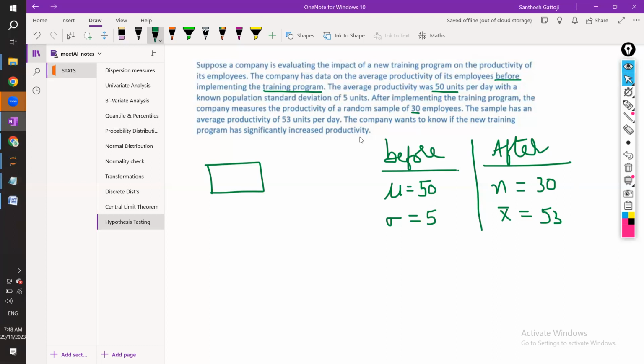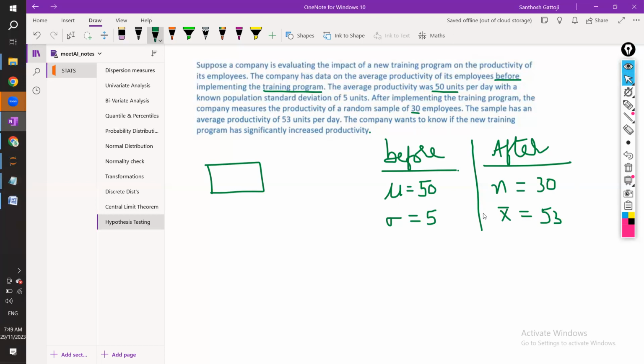Now they want to know whether the new training has significantly increased productivity or not. Whether this new program has actually shown some positive effect or not.